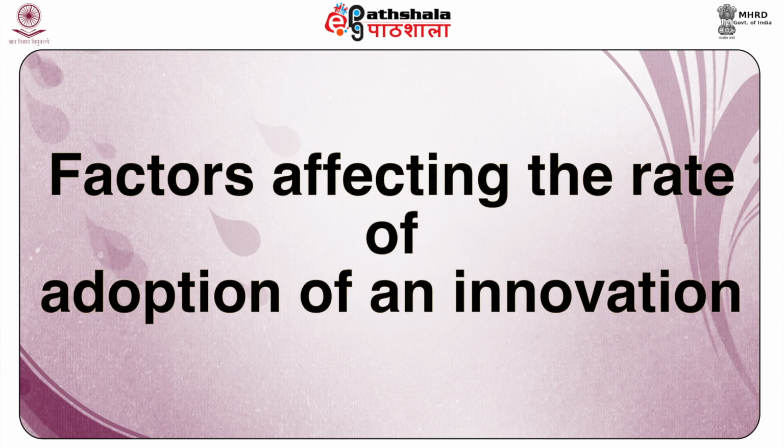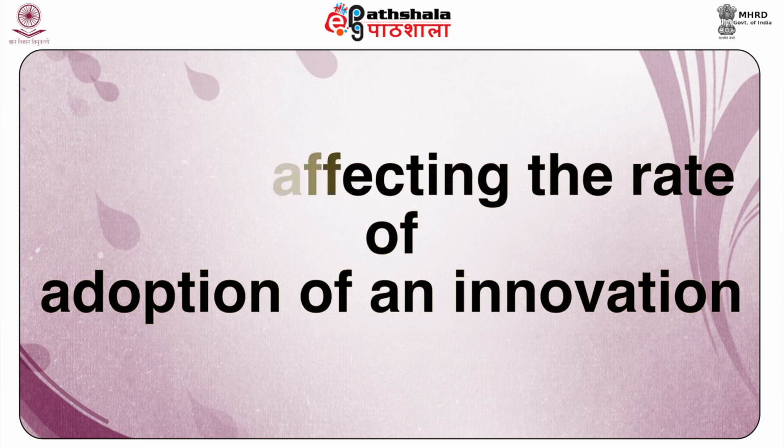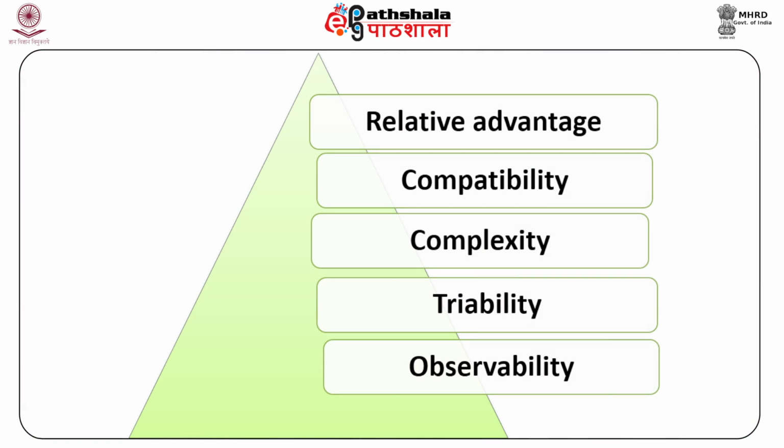Now we will discuss the factors affecting the rate of adoption of an innovation. How an adopter perceives the characteristics of an innovation has an impact on the process of adoption. There are 5 major factors which affect the rate of adoption. Let's consider the characteristics of HDTVs in relation to adoption rate. First, relative advantage. It is the degree to which an innovation is perceived as better than the idea it supersedes. The greater the relative advantage, the more rapid the rate of adoption of the innovation. For example, HD TVs offer improved picture quality with a speedy adoption rate.